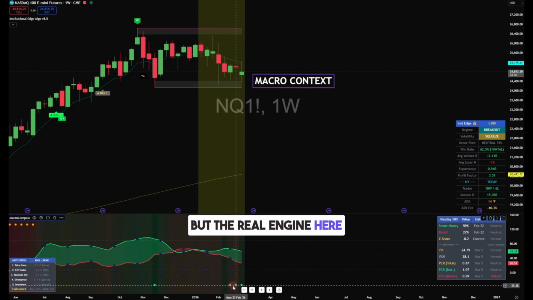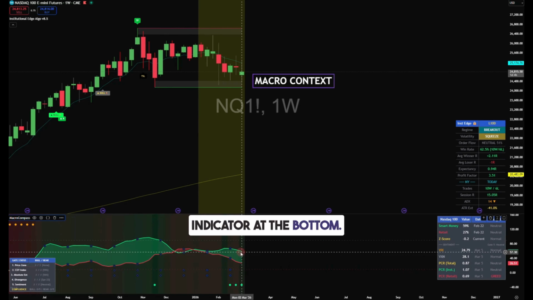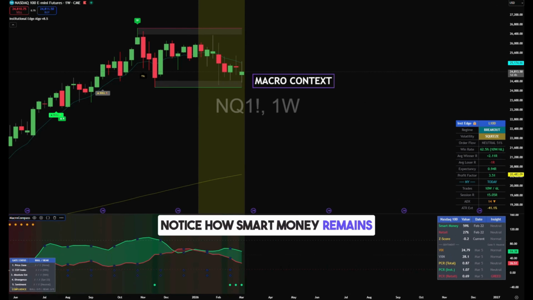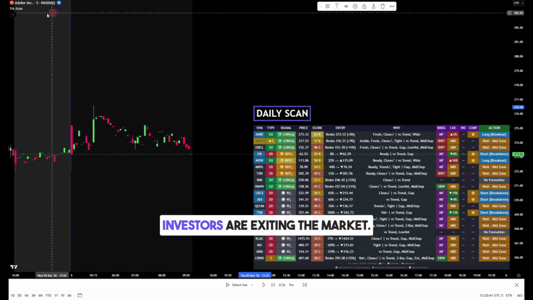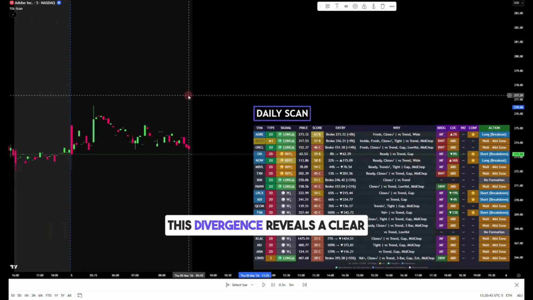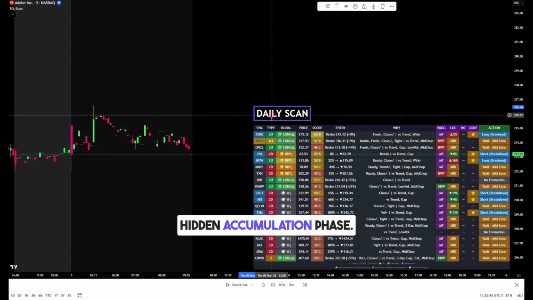But the real engine here is the macro compass indicator at the bottom. Notice how smart money remains neutral, even as retail investors are exiting the market. This divergence reveals a clear hidden accumulation phase.